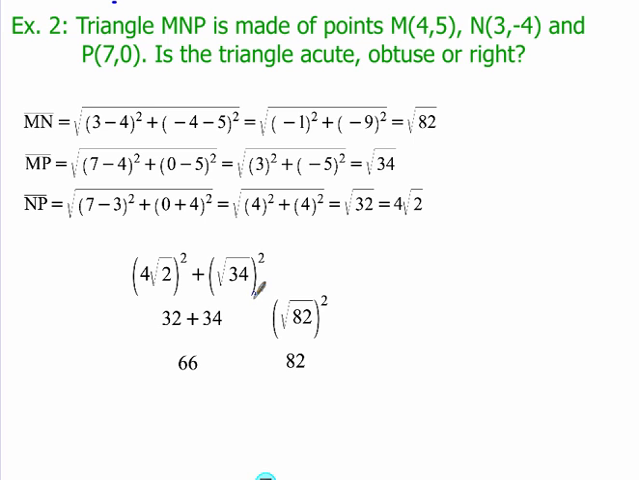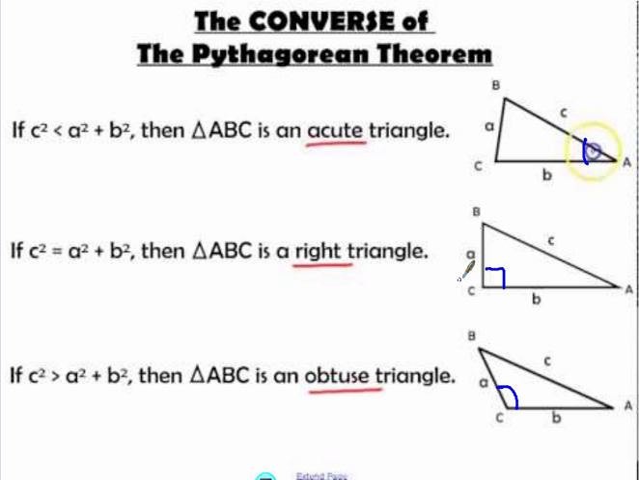So once again, if I call these A, B, and C, I see that C squared is greater than A squared plus B squared. So once again, I'm dealing with an obtuse triangle. Really, that's all there is to it. Using the converse of the Pythagorean theorem and this set of relationships here, I can determine whether a triangle is acute, obtuse, or right.